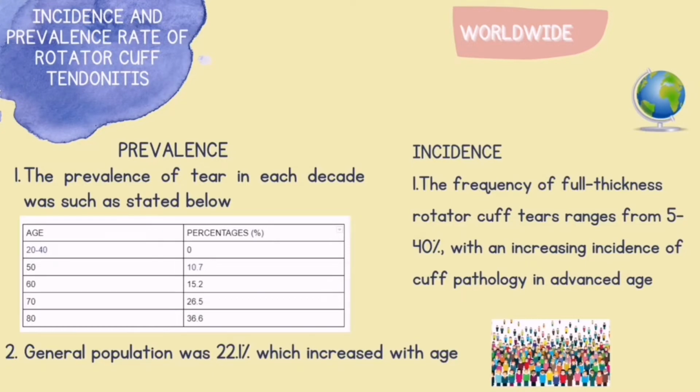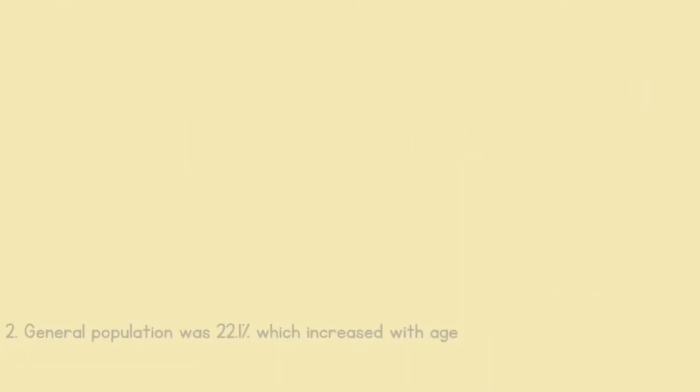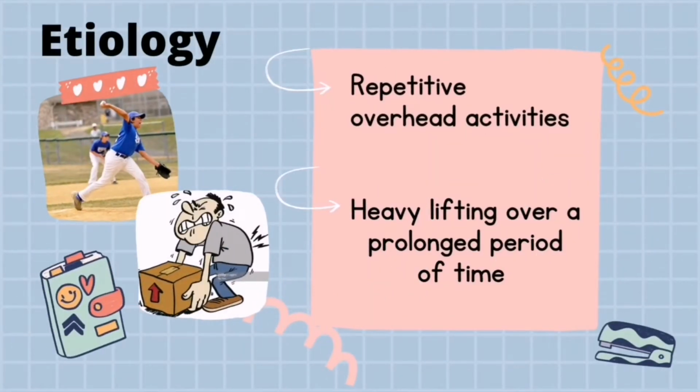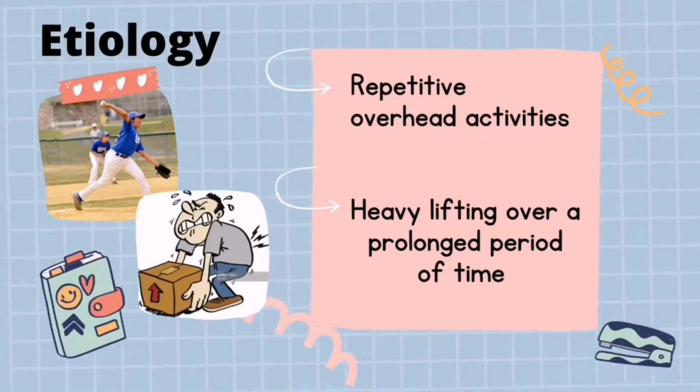Other than that, the prevalence of rotator cuff tear in the general population was 22.1%, which increased with age. For the incidence, the frequency of full-thickness rotator cuff tears ranged from 5 to 40%, with an increasing incidence of cuff pathology in advanced age. This condition is often caused by repetitive overhead activities such as drawing, racking, washing cars or windows, and many other types of highly repetitive motions. The other cause is heavy lifting over a prolonged period of time.